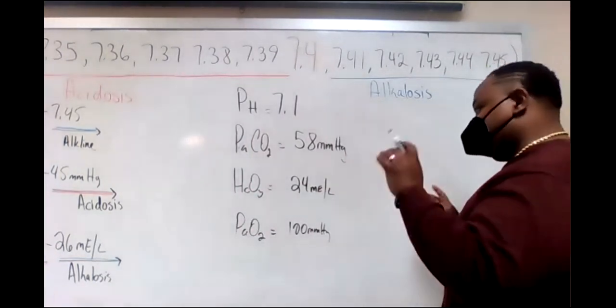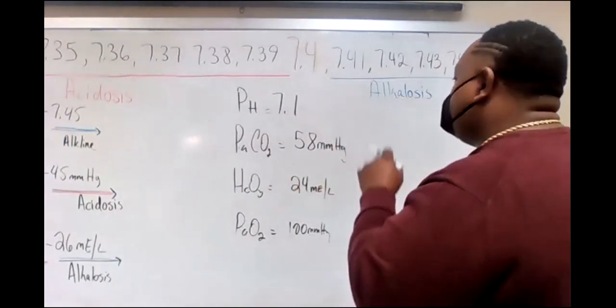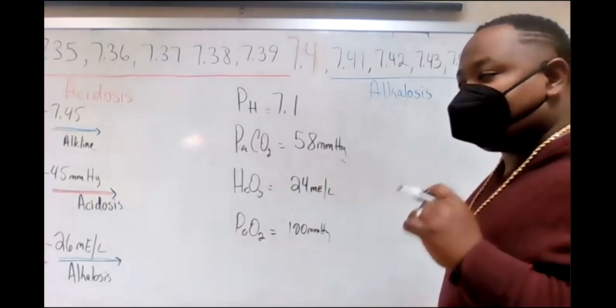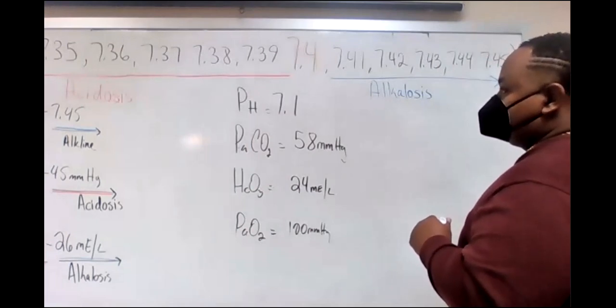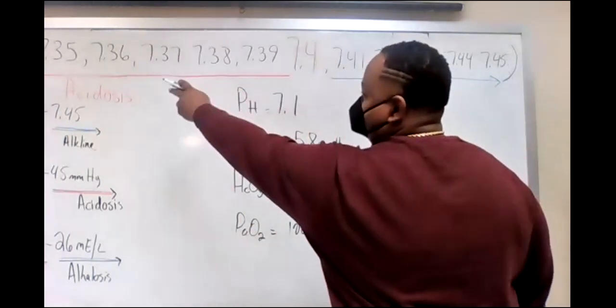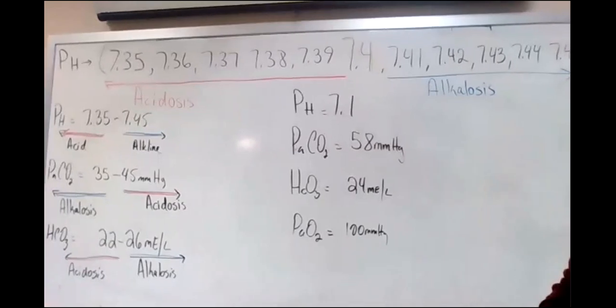Acid-base status. So, by following the directions, Charisma, number 1 says, what is pH doing? Charisma, what is pH doing? In alkalosis. 7.1. It's normal.